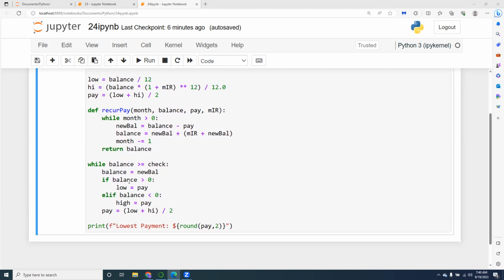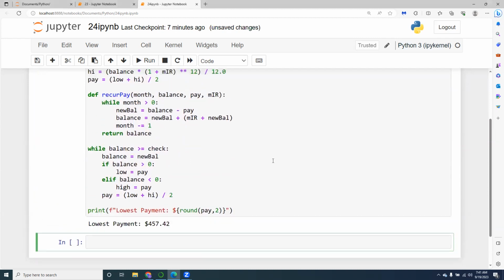And then, depending on if it's the lower or the higher, the low would replace these two parameters and they would run it again until this is satisfactory. And then it'll print the lowest payment, which has to be rounded to 2 decimal places. It'll print it out, so we'll see what happens. And so it sets the lowest monthly payment as $457.42. And that is my recursive payment.